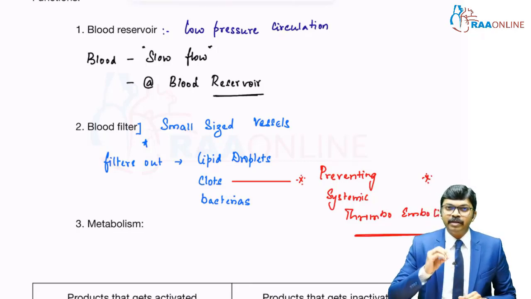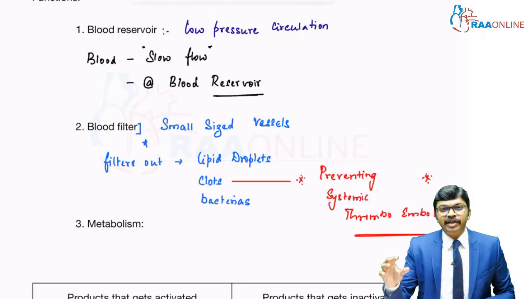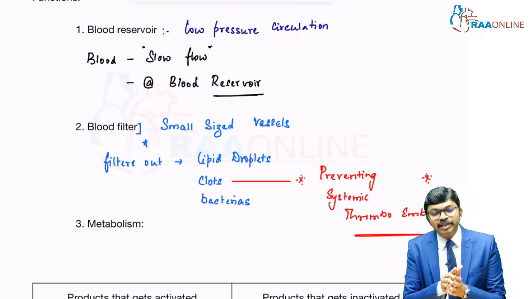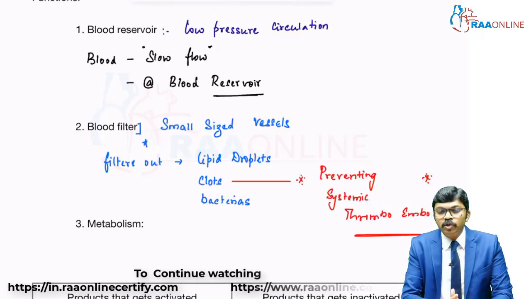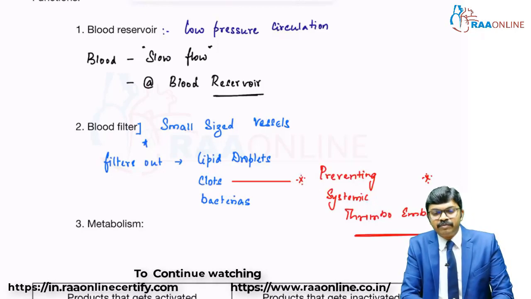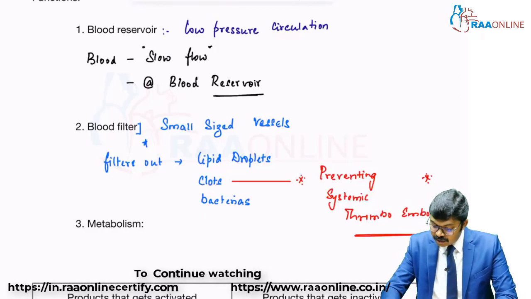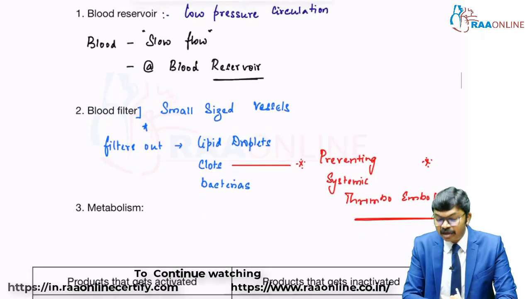If this is not happening, the clot enters into the venous side of the pulmonary capillary, it gets into the left atrium, left ventricle, and through the aorta it can go and lodge into any blood vessel, blocking systemic vasculature. Alright, so again, pulmonary circulation acts as a blood filter, guys.